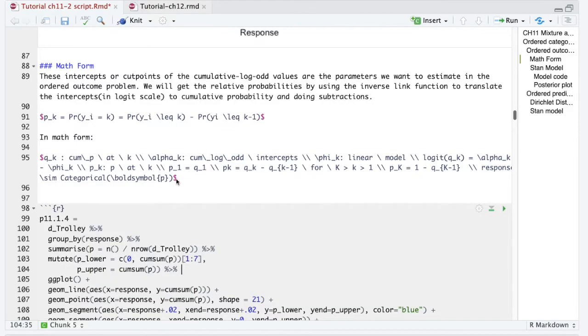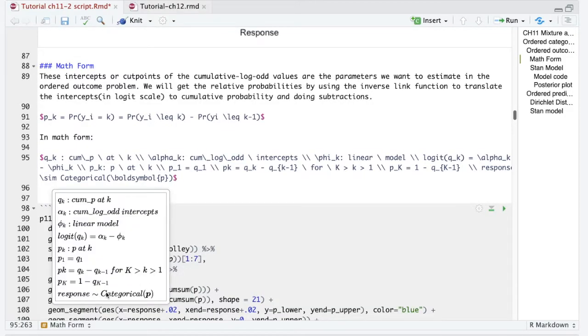We also have this in the mass function here. You can see P capital K, which is P7, is equal to 1 minus Q6. Once we got all the relative proportions from P1 to P7, we can use the standard built-in function called categorical distribution as the sampling statement to complete our model.